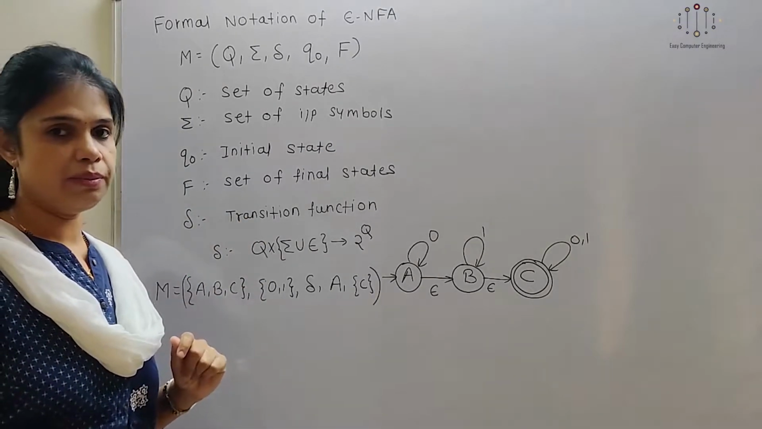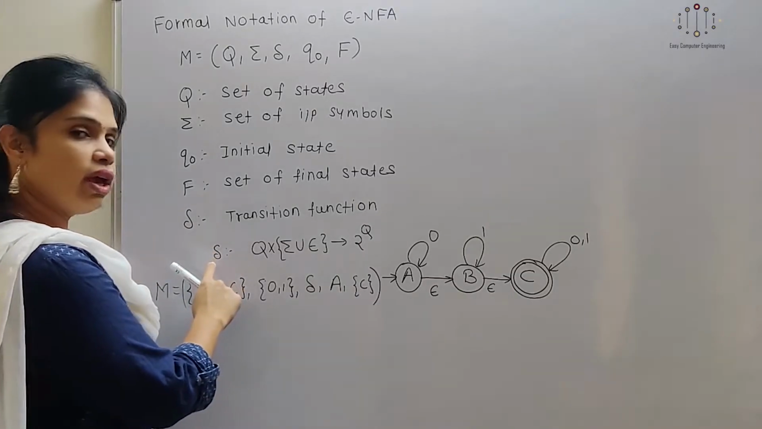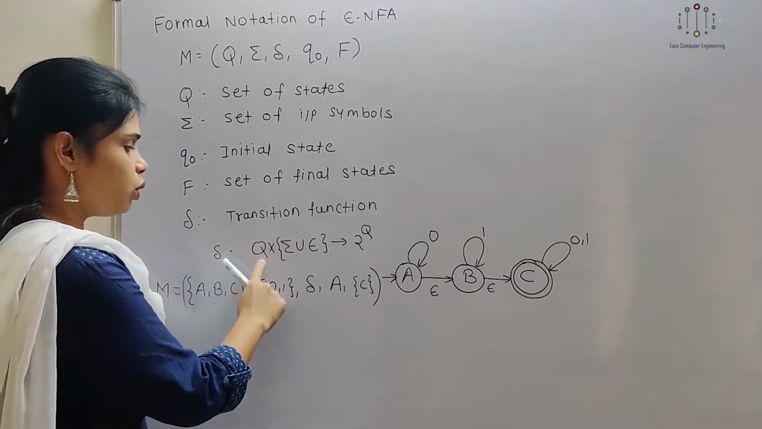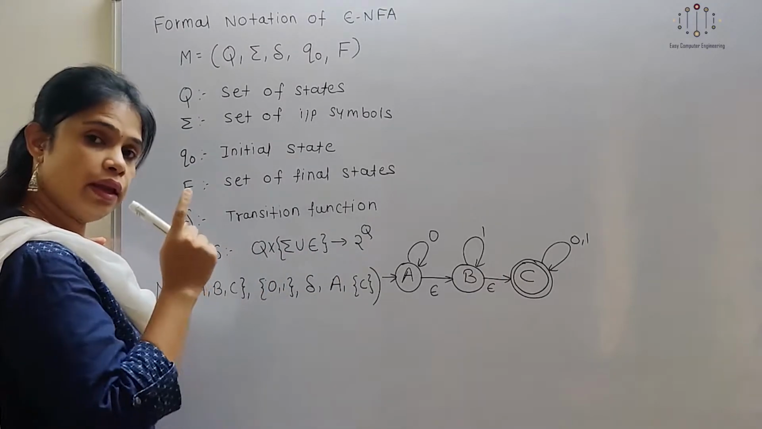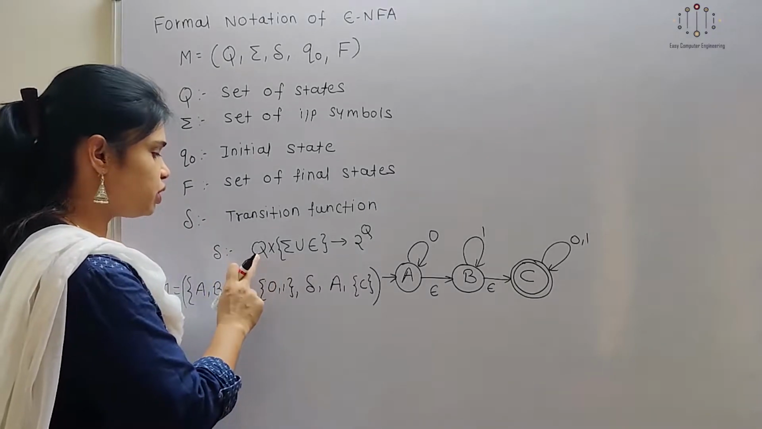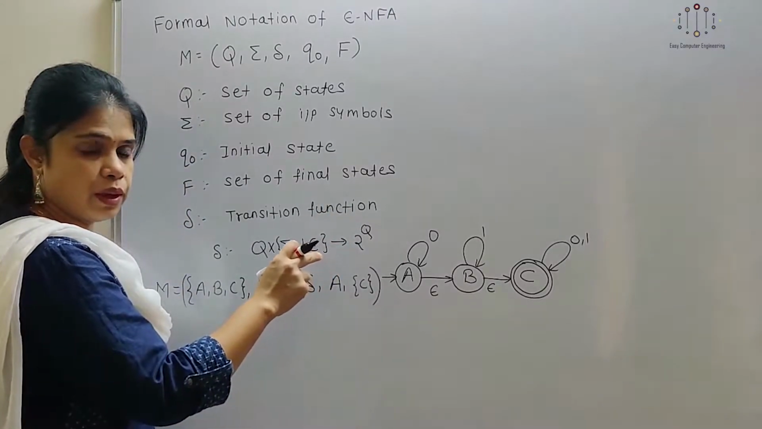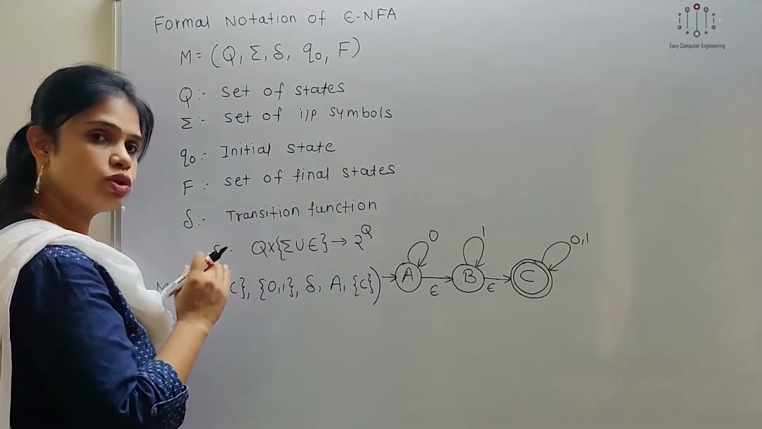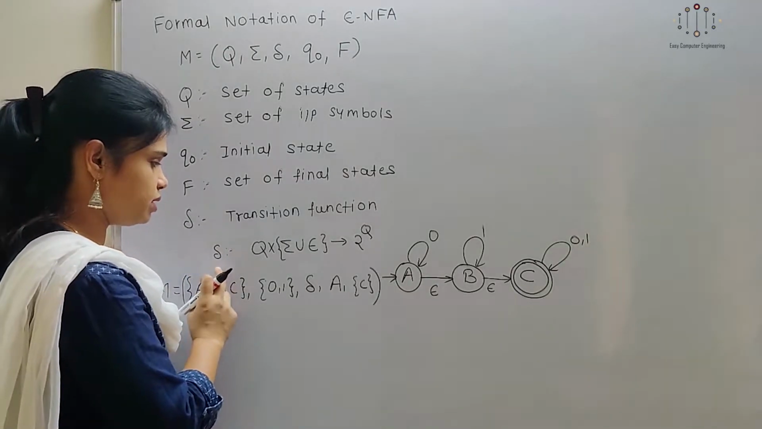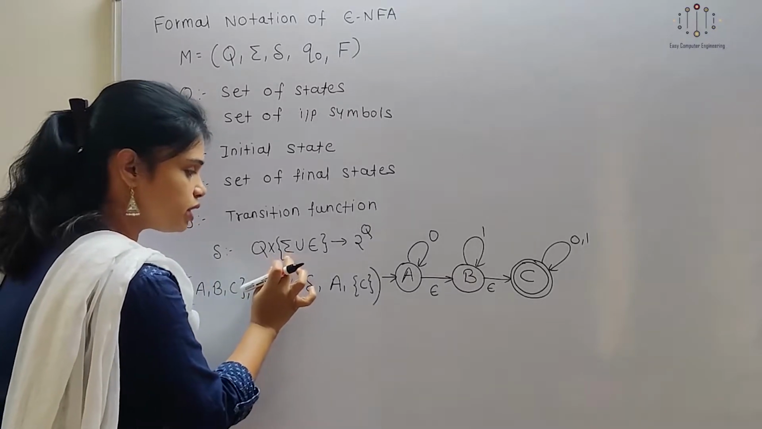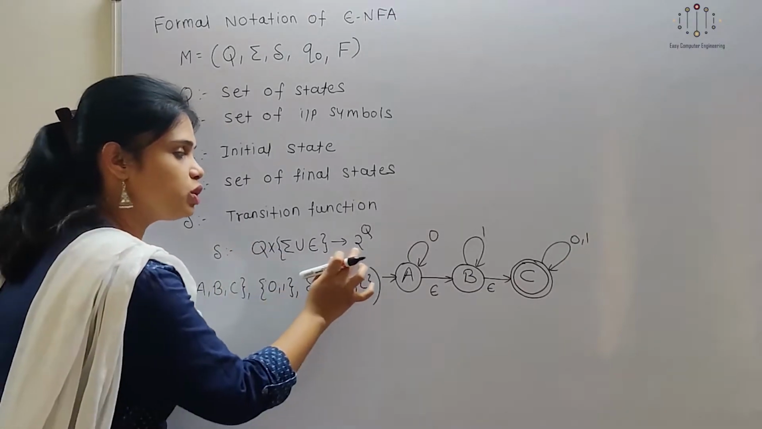Here is the difference between DFA, NFA and epsilon NFA. In DFA we saw the transition function Q cross sigma tends to Q. In NFA we saw the transition function Q cross sigma tends to 2 raised to Q, and we also saw the explanation. Now here the transition function is a little bit different. It is Q cross sigma union epsilon tends to 2 raised to Q.